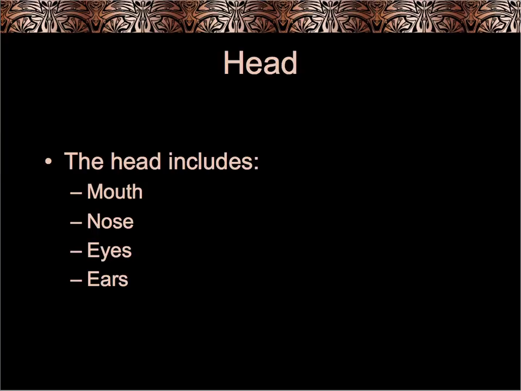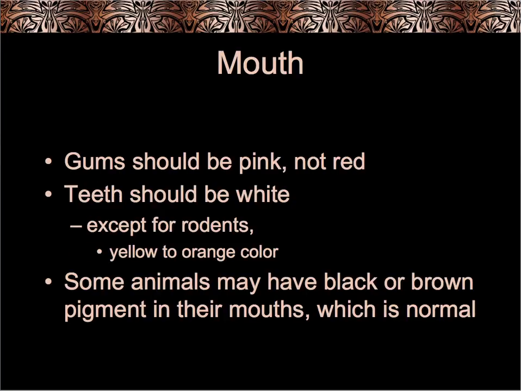When you're doing physical exams, it's best if you do the exam in the same order every single time. And the best place to start is at the head. The head includes the mouth, the nose, the eyes, and the ears. If you do it in this order, you'll be starting in the front on the bottom and moving up and towards the back. So when you're done with the head, you're ready to do the next part. If you do it in the same order every time, you'll never forget where you are or what the next thing is. So we'll start with the mouth.